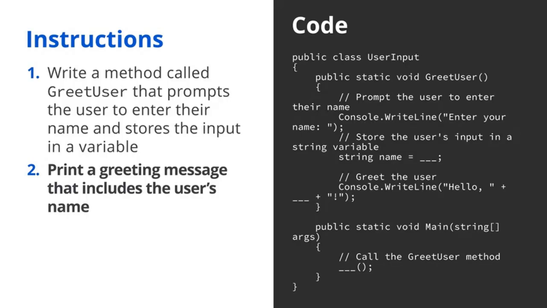Notice that we first prompt the user to enter their name with console.writeLine. After the user types their name, it is stored in the name variable using console.readLine. We then use that variable to greet the user by name, showing how input can be used dynamically. Console.readLine is useful for capturing input, while console.writeLine is used to display messages to the user.